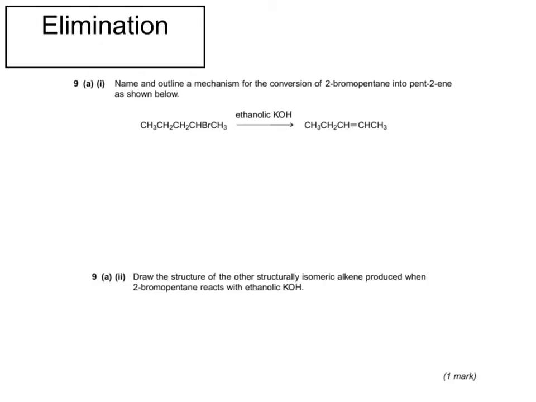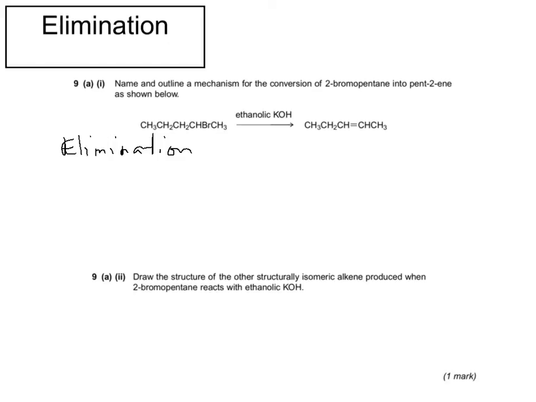So let's have a look at a past paper question. Here you've got ethanolic KOH, so an ethanolic hydroxide, reacting with a haloalkane, and you could tell that it's eliminating from the fact that it's ethanolic hydroxide rather than aqueous hydroxide, so that would be an elimination reaction. It says name and outline a mechanism for conversion of 2-bromopentane into pent-2-ene as shown below. Often mechanism questions will have you naming the mechanism as well. So in this case the mechanism is elimination, and all you have to do is just write it somewhere in the answer. You don't have to write a sentence, just write the word, and then it wants the mechanism.